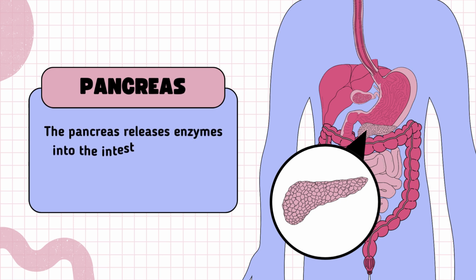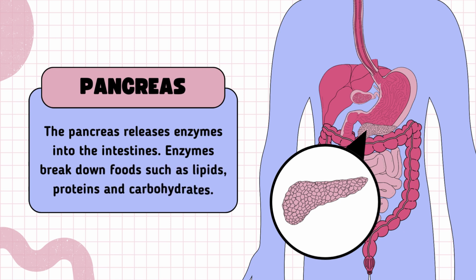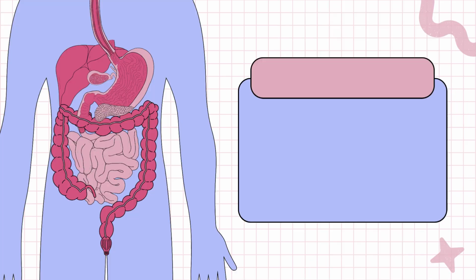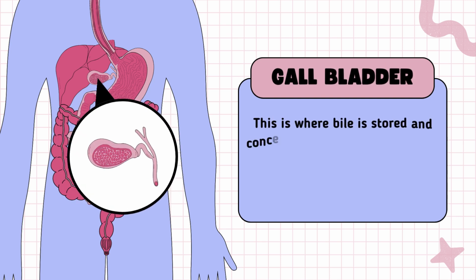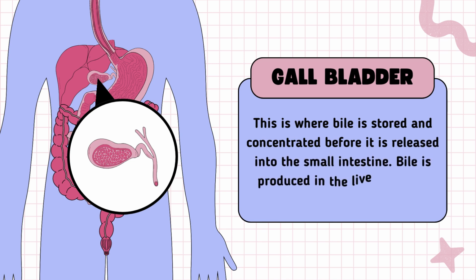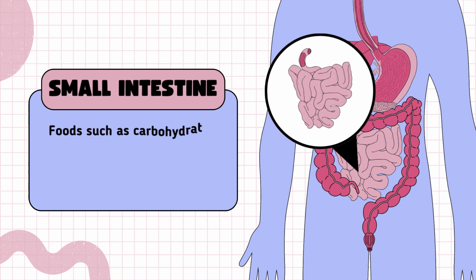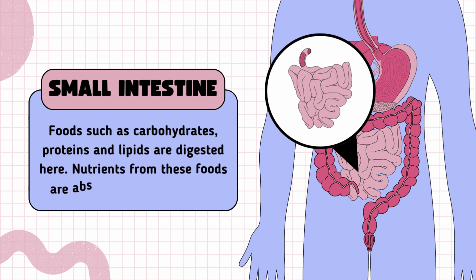Pancreas. The pancreas releases enzymes into the intestines, and enzymes break down foods such as lipids, proteins, and carbohydrates. Gallbladder. This is where bile is stored and concentrated before it is released into the small intestine. Bile is produced in the liver to break down lipids. Small intestine. Foods such as carbohydrates, proteins, and lipids are digested here. Nutrients from these foods are absorbed into the blood.